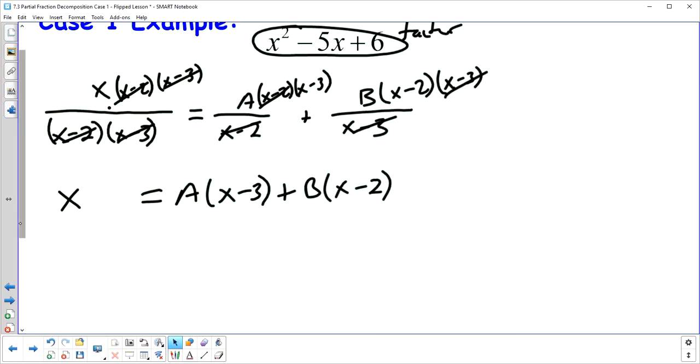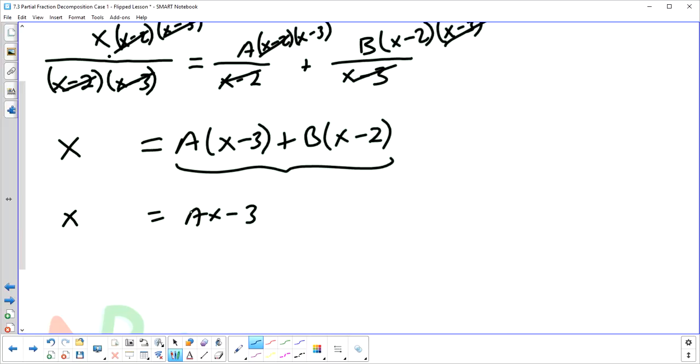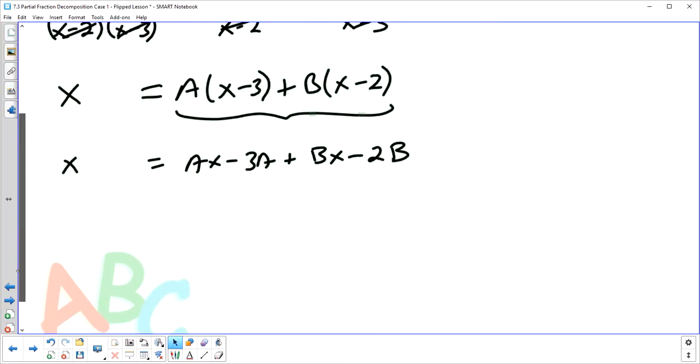Okay, next piece was then to simplify this side, so we need to distribute. Start by distributing. We're going to have Ax minus 3A plus Bx minus 2B. Okay, we can then do what is called equating coefficients. So I'm going to go ahead and add a 0 here, and you'll see why I'm going to do that in a minute.